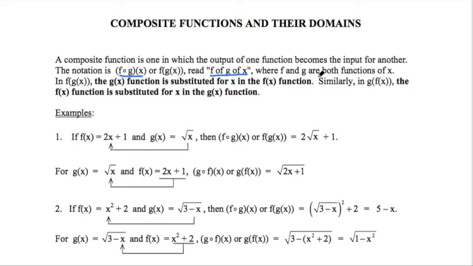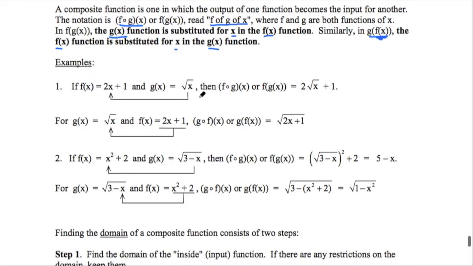F and g are both functions of x. So in f of g of x, g of x would be substituted into x in the function f. Similarly, we can do them in the reverse order. We can do g of f of x. In this case, since f is on the interior, f of x would be substituted in for x in the g of x function. So let's start looking at some examples to make more sense out of that.